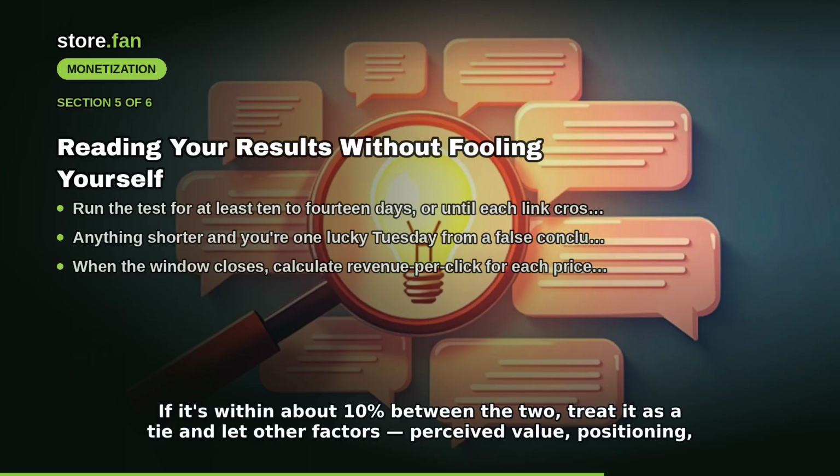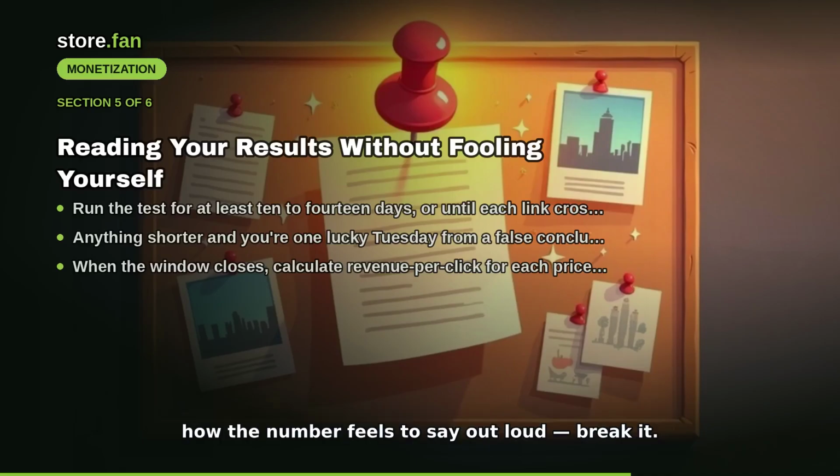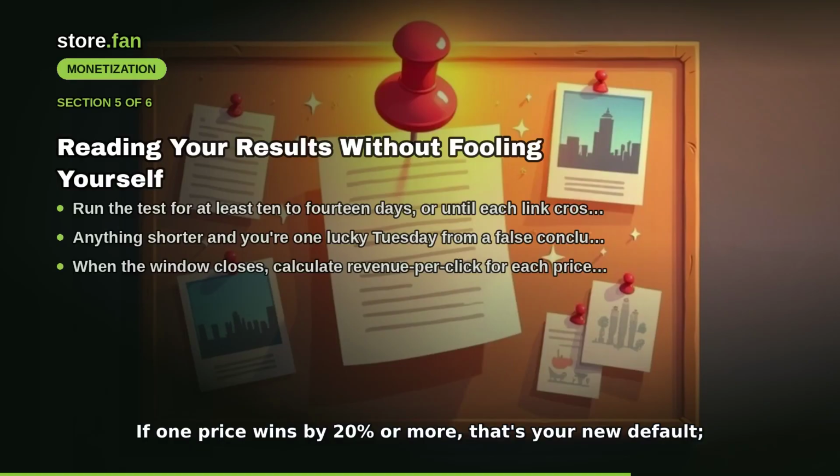If it's within about 10% between the two, treat it as a tie and let other factors, perceived value, positioning, how the number feels to say out loud, break it. If one price wins by 20% or more, that's your new default.